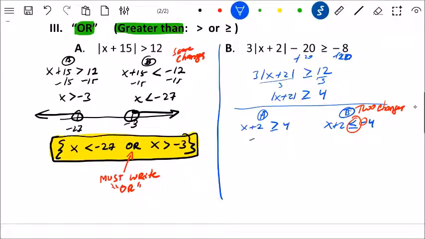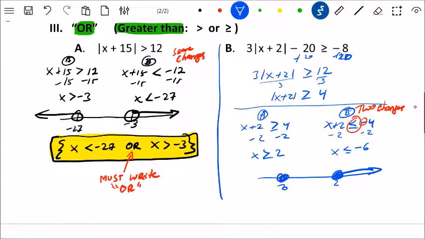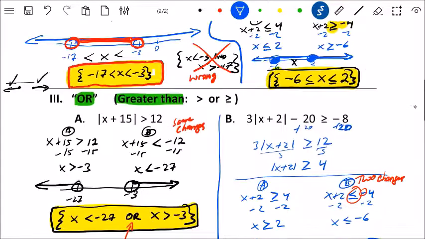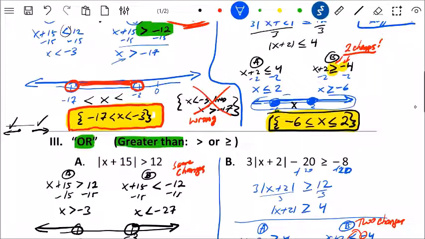So I'll continue these, and we get answers very similar to the last problem, the one just above it. x is less than or equal to negative 6, except now on the number line we're talking greater than or equal to 2 and less than or equal to negative 6, whereas up here it was overlapped.